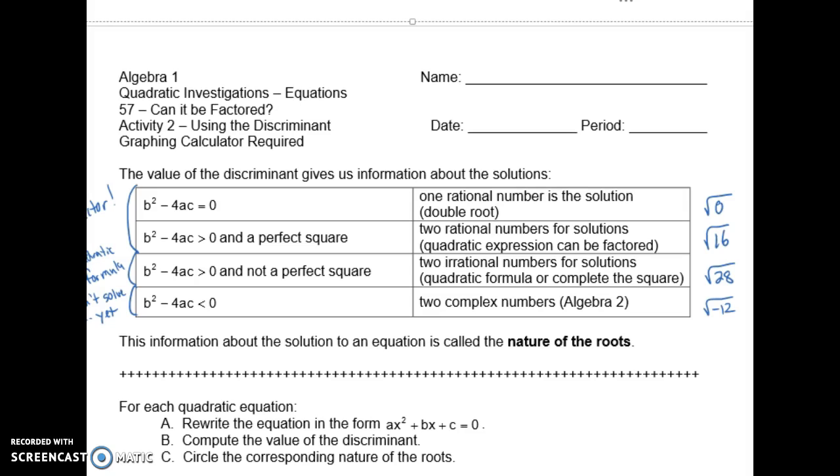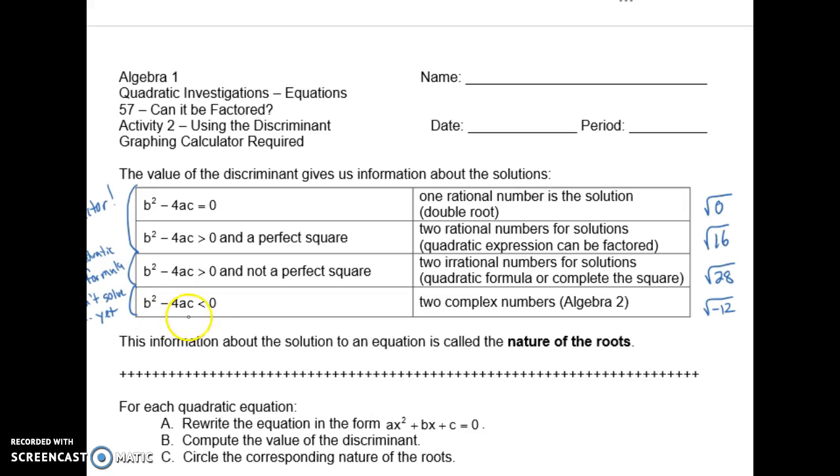It's just 4. Whereas this one here, if we have b squared minus 4ac greater than 0, but not a perfect square, well, what that's going to tell me is that I don't have rational roots. I have irrational roots. I'm going to have some decimals that never end. I'm going to have square roots in my answer. So something like the square root of 28 is an irrational number.